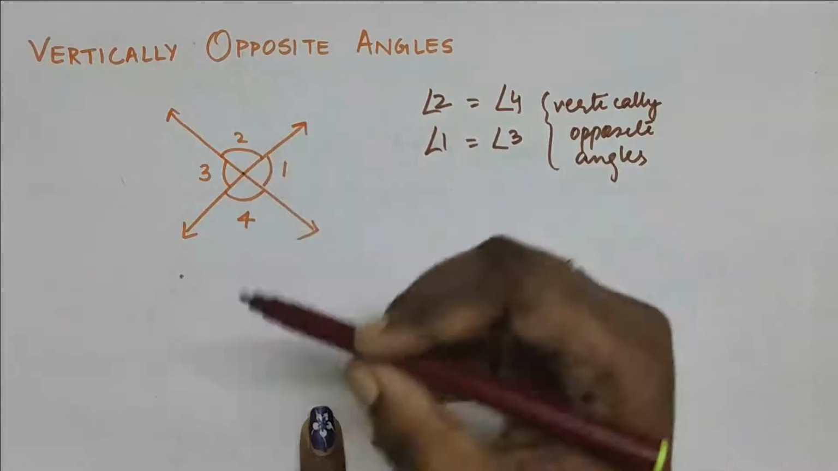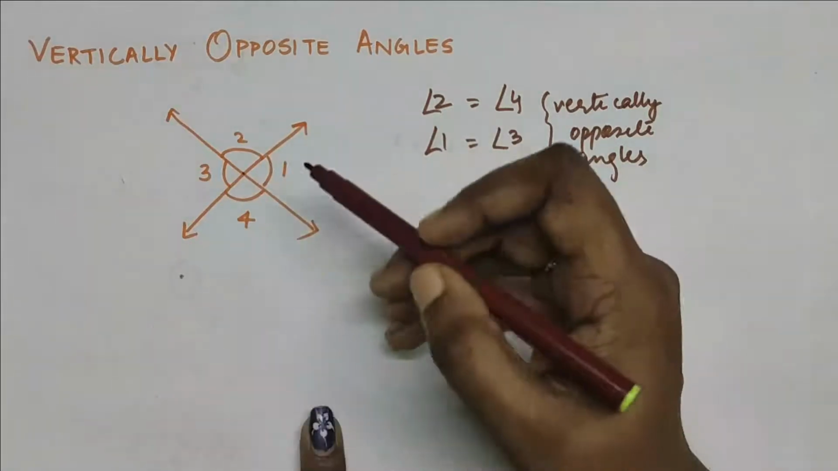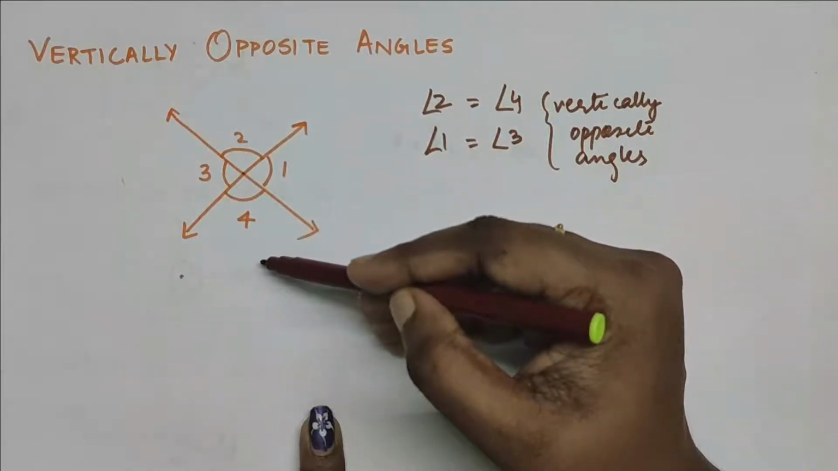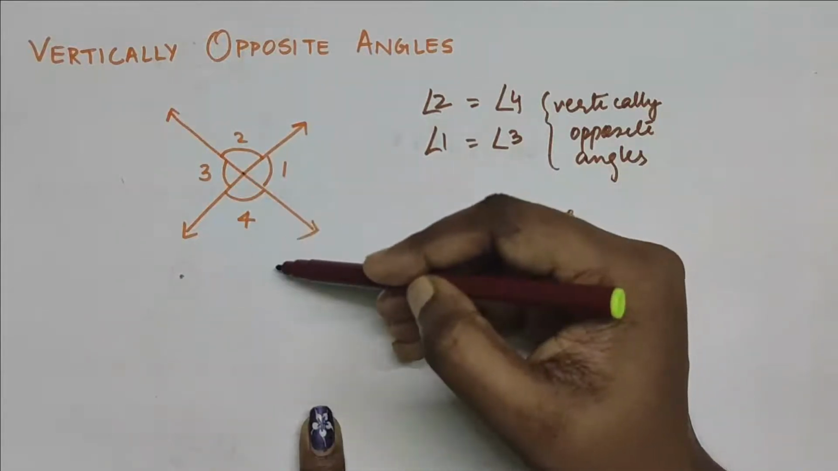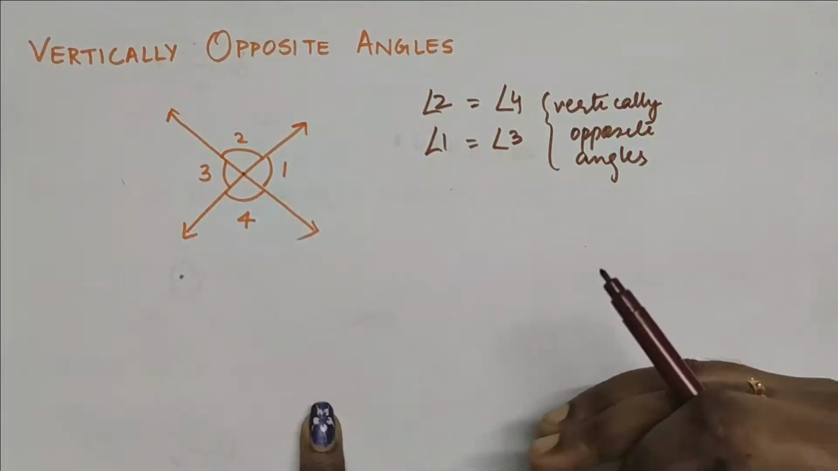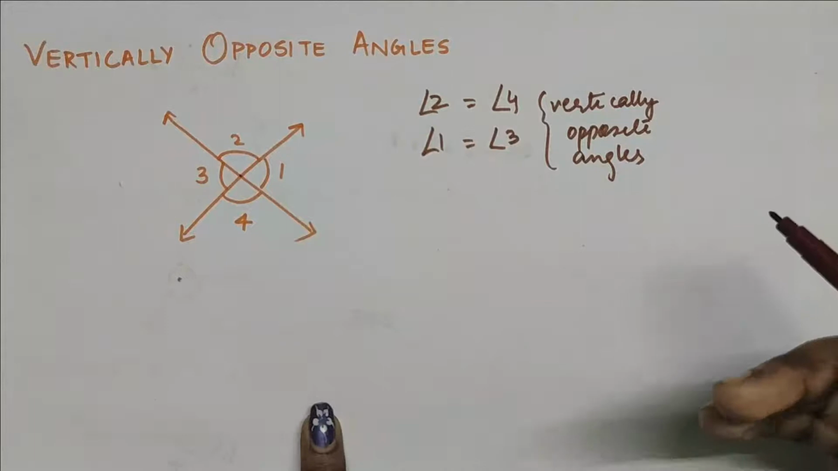Also then I can find out angle 2, that is 180 minus 80, that is 100, and once I get 100 I can also get angle 4, which will be equal as they are vertically opposite angles. So using all these concepts, we are now going to solve the exercise.